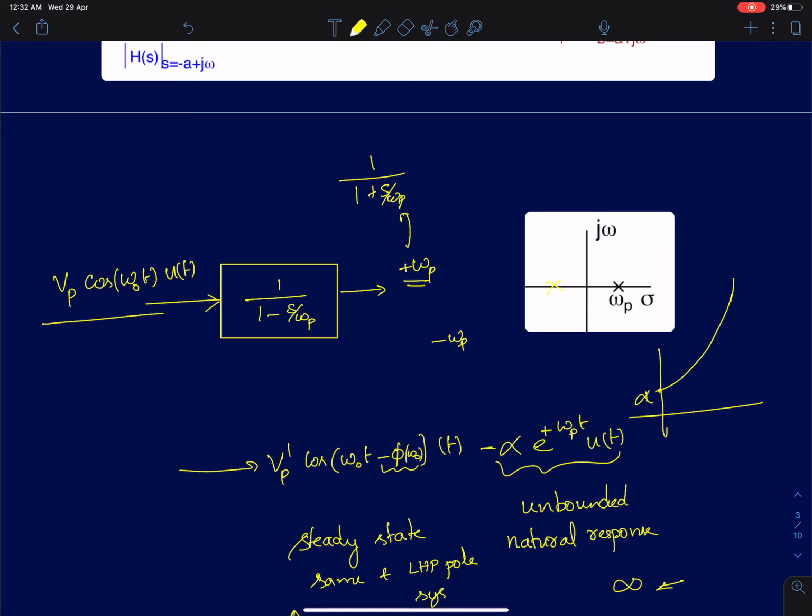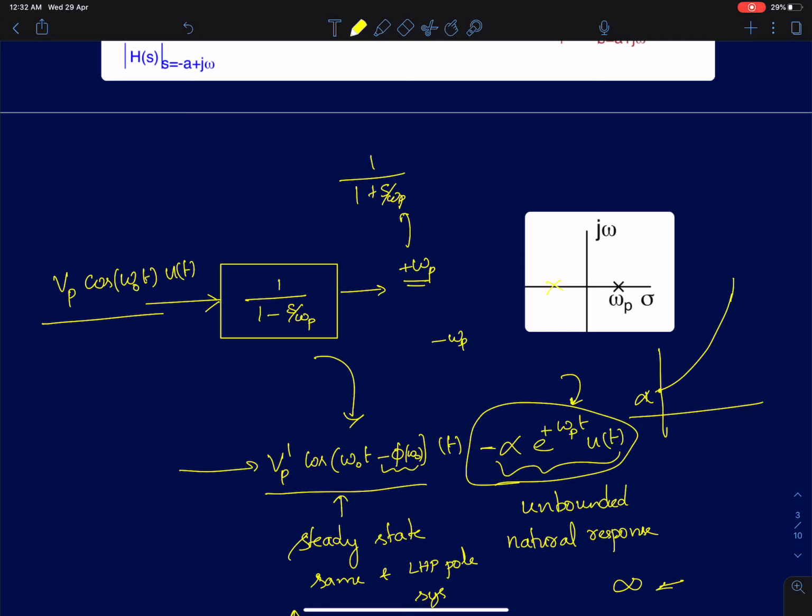Now in a similar way, I'll write the expression as Vp dash cos omega naught t. So this is your steady state or forced response, and this part is your natural response, some alpha times e to the power plus omega p t, sorry.